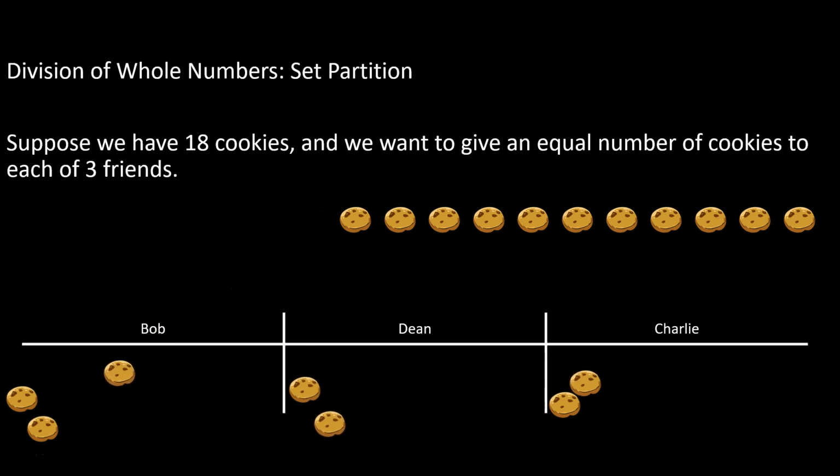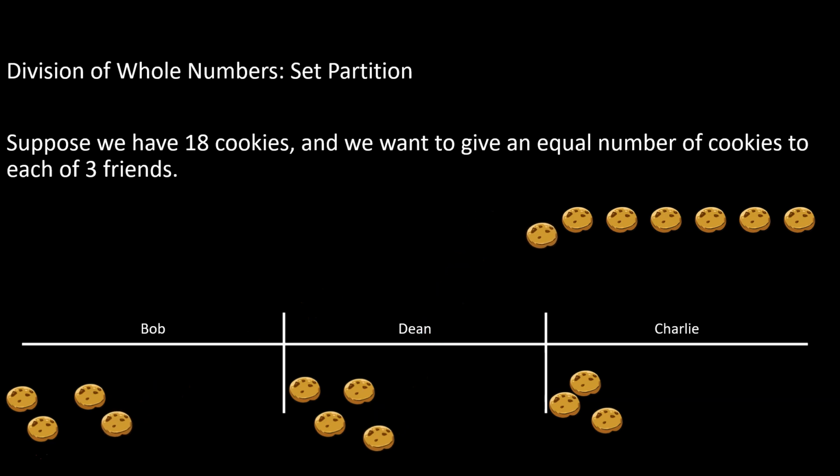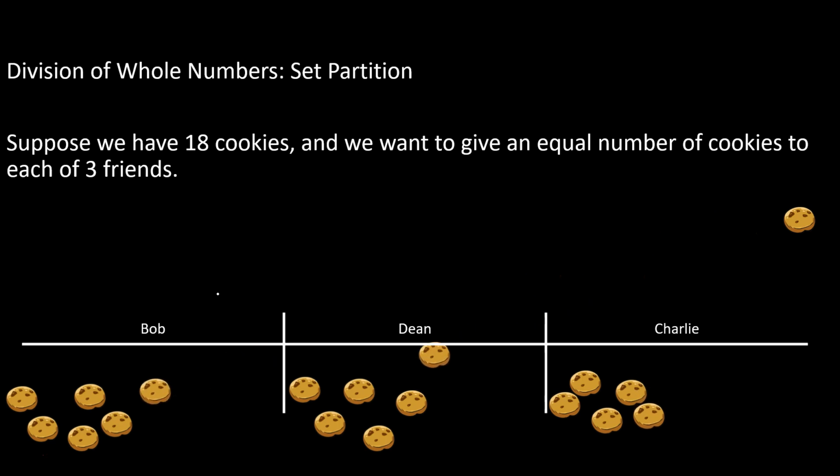This is a partition where we're taking a group and breaking it into smaller parts, specifically equal smaller parts. We're not giving Bob 2 cookies and Dean 1 cookie and Charlie 5 cookies. It's one at a time. Once we've run out of cookies to distribute, we can see the partition. Each group has to have 6 cookies in it. So one way to represent division is to do a set partition. Now, of course, this is not the most efficient way to calculate division. It's a way to teach it so that we understand what it means to divide.